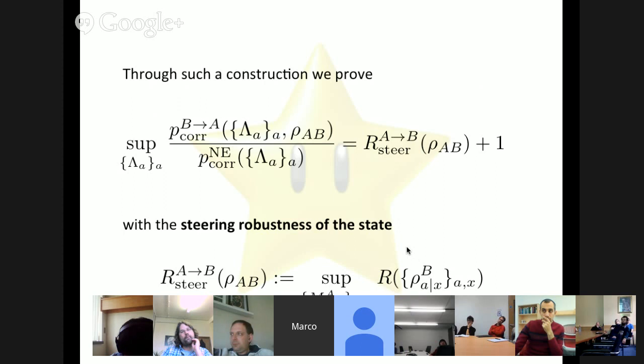So this was the robustness that we saw in the figure: the noise that the assemblage is able to tolerate before becoming unsteerable. Now, these assemblages are generated by different choices of measurements for Alice, and again we consider the supremum over all these measurements. And this leads to a parameter of steerability for the state itself. Notice that it is from Alice to Bob.